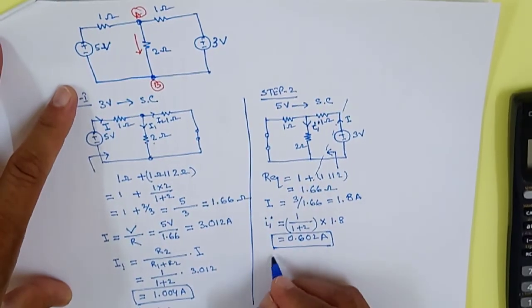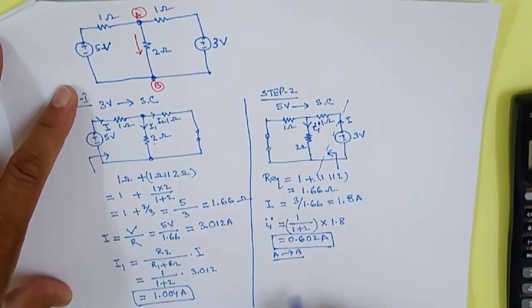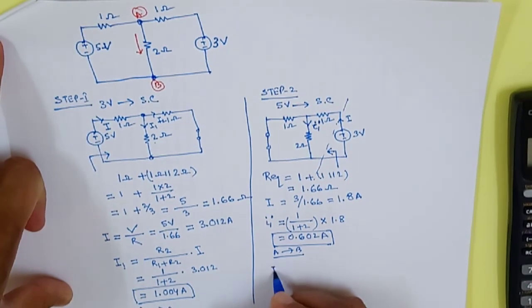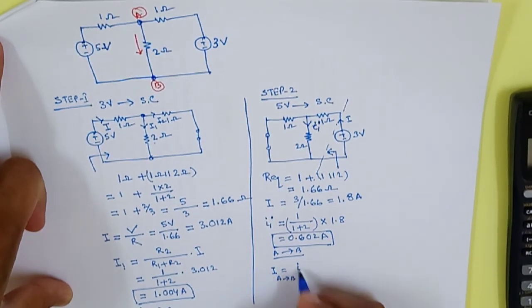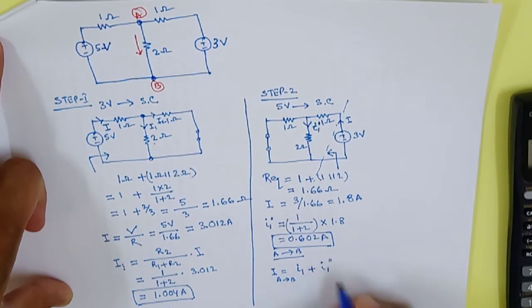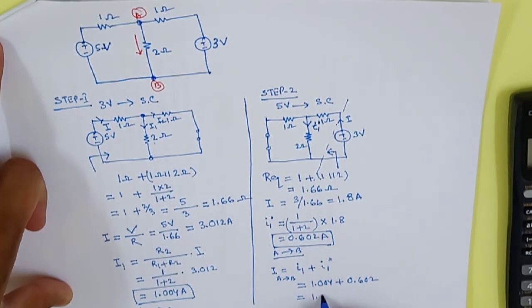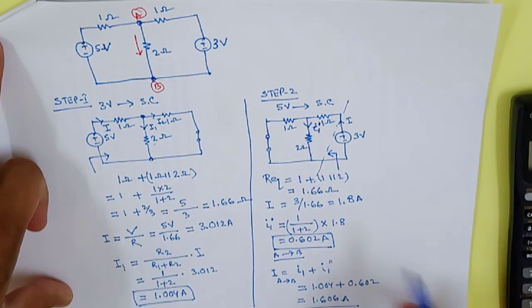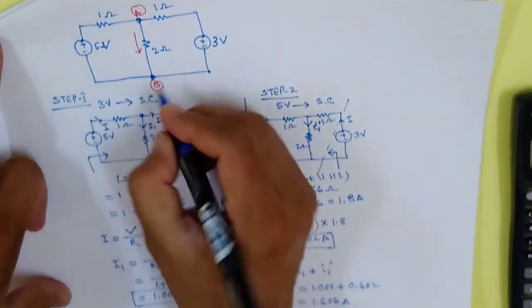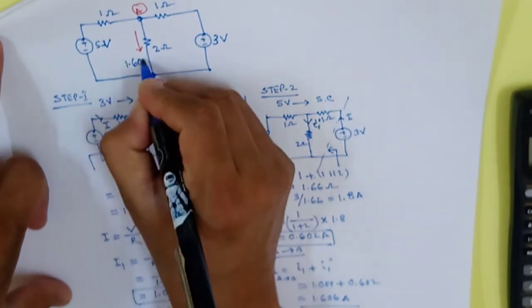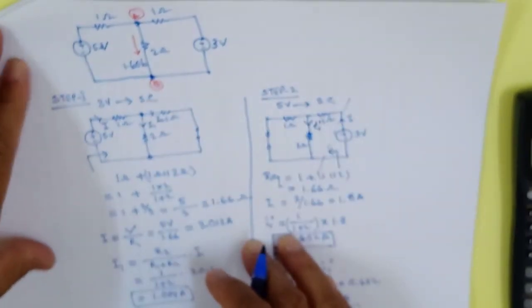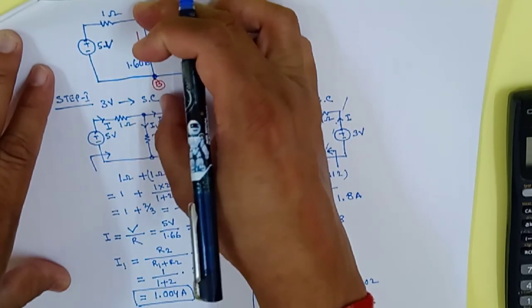So as per the superposition law, this is also A to B. As per the superposition law, the total current I from A to B is equal to I1 plus I1 star, that is equal to 1.004 plus 0.602. So that is total equal to 1.606 ampere. So this is the answer. This answer means when both the voltage sources are there, this is how much current will flow.